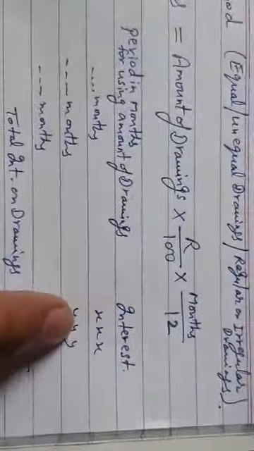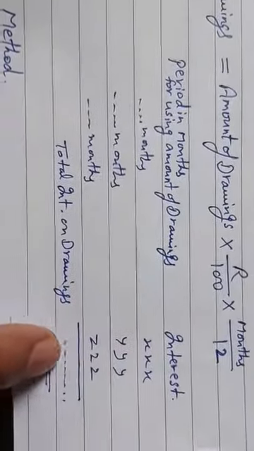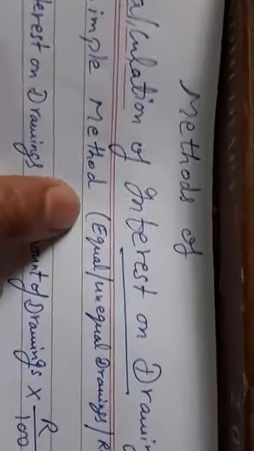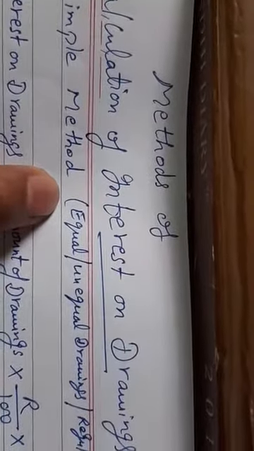So it is to be calculated separately for each and every drawing made by a particular partner, and that will give you the total interest on the drawings. In this method, the amounts of drawing may be equal or unequal, and they may be on a regular or irregular basis also. So this is one method.